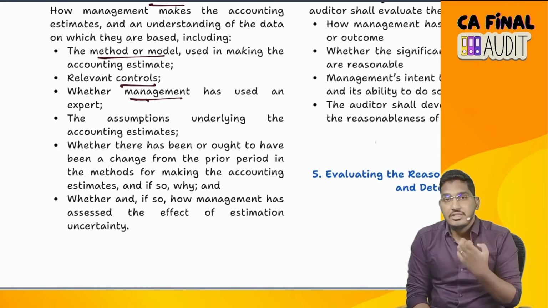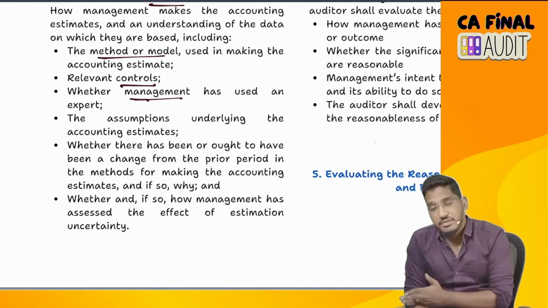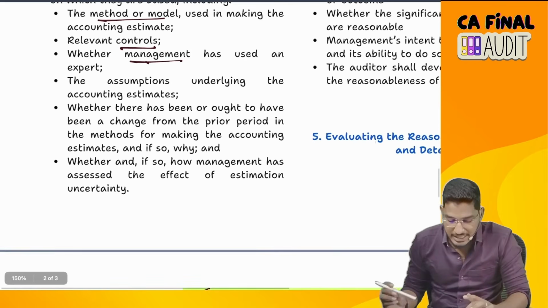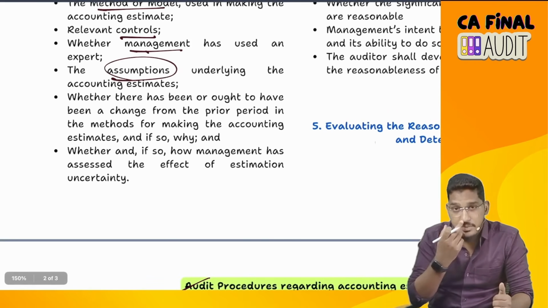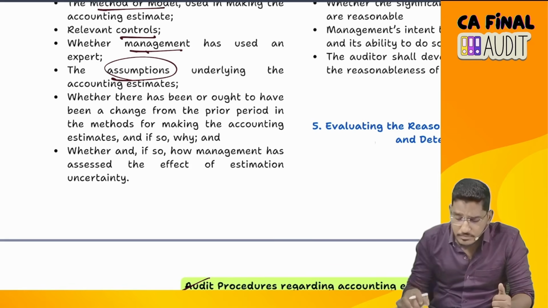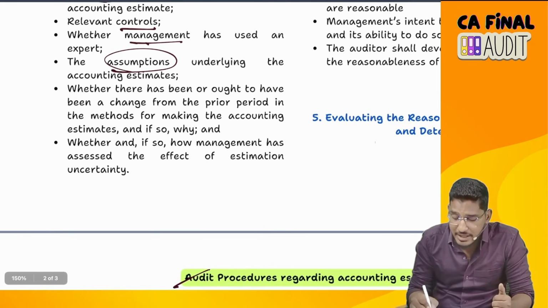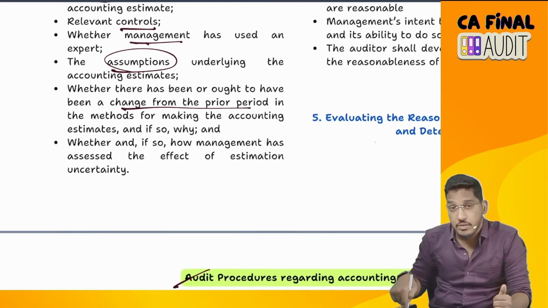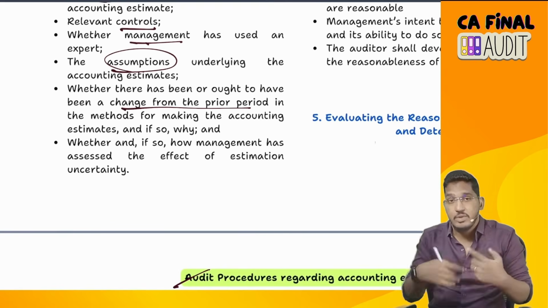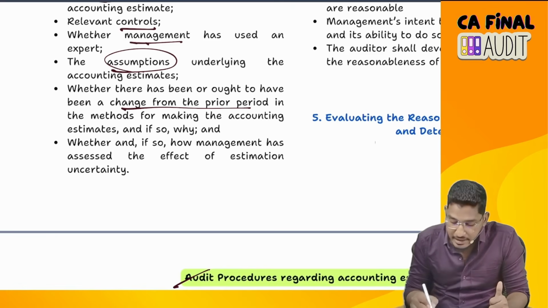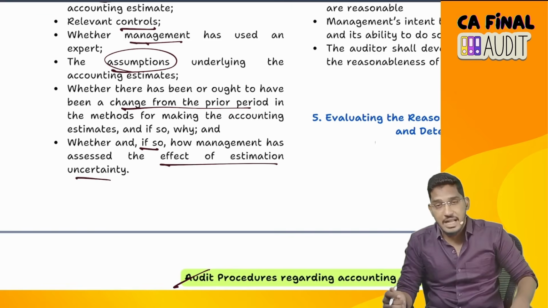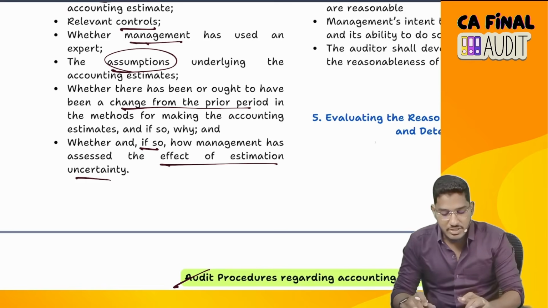In case of accounting estimates relating to litigations and claims, the management will take the help of an expert lawyer. So try to evaluate whether management has used an expert, and what assumptions the management has made in making that accounting estimate, whether there has been or ought to have been a change from the prior period. What method they used in the last year, what method they are using in the current year, whether both are the same or whether they have undergone any changes, and if any change has been made, how the management has assessed the effect of estimation uncertainty. If they have changed the method from the last year, how is it going to have an impact on the estimation uncertainty?